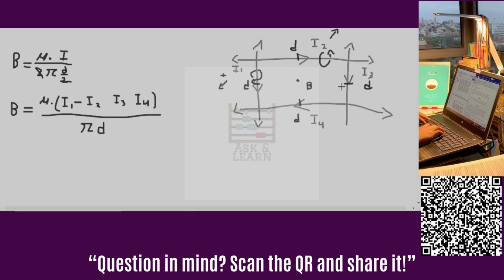For I3, thumb down, fingers curl around over top and back under. Which means that at our point for B, it will be going into the page. Which means I3 is also negative. One more time, we have I4, thumb pointing to the right, fingers curl up and over, and then back underneath. Which means that at point B, it will also be pointing into the page. Which means I4 is also negative.